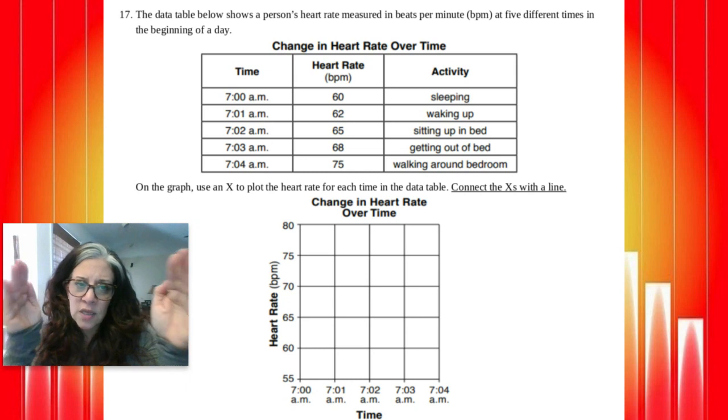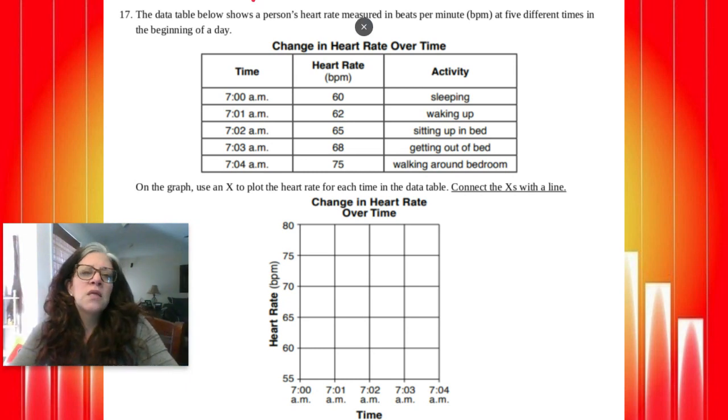The directions are what killed you guys on this question. The data table below shows a person's heart rate measured in beats per minute at 5 different times in the beginning of the day.